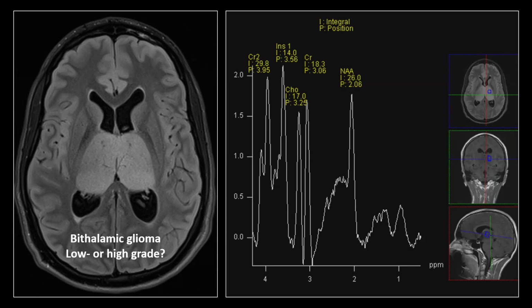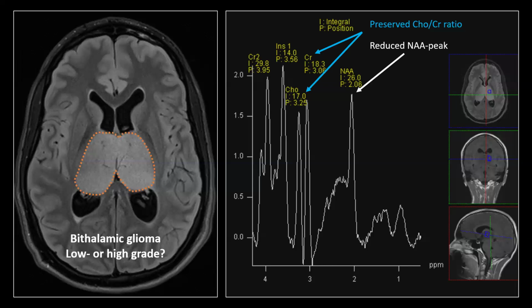This is an example of a bithalamic glioma. The question: low grade or high grade? Well, let's examine the MR spectroscopy profile. We see, so this is the tumor, in case you haven't seen it yet. We see that the NAA peak is reduced. We also see that the choline peak is basically where we expect it to be, slightly below the creatine peak. So the ratio, and we mainly examine the ratio, not the absolute values, looks preserved.